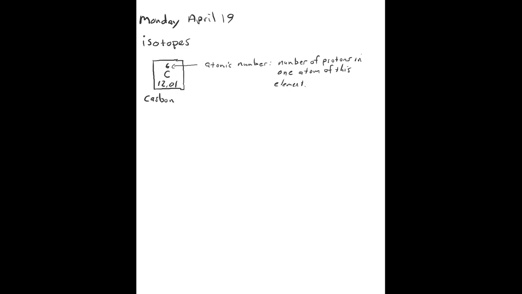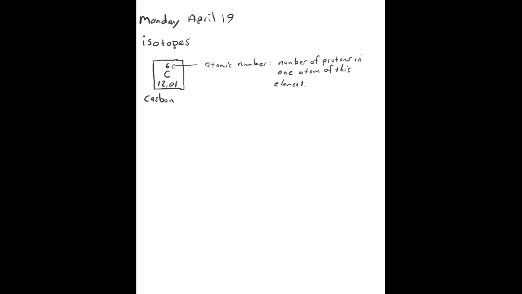Okay, so that means that carbon has 6 protons in one atom. Each atom of carbon has 6 protons. That's a number that cannot change for a particular element. So if that number were 7, it wouldn't be carbon anymore, it would be nitrogen. If it were 8, it would be oxygen. If it were 92, it would be uranium. So that number up at the top is called the atomic number.